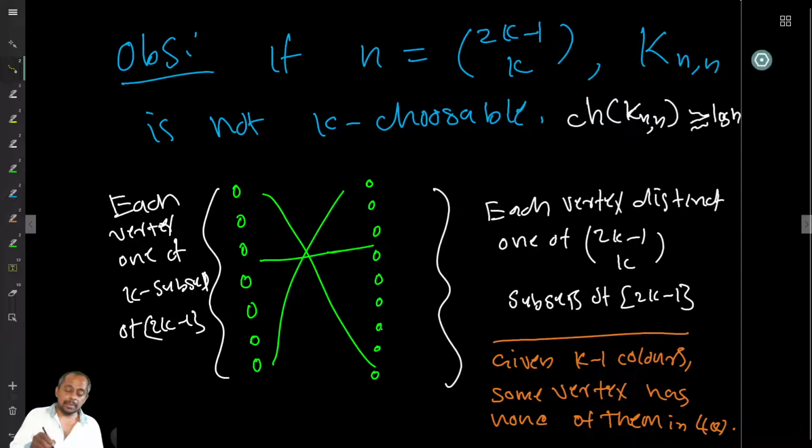So suppose I have a coloring of this graph, where I have used some colors. Now for any set of k minus 1 colors I am going to use here, I can find a vertex which is not using any of those colors in its list.